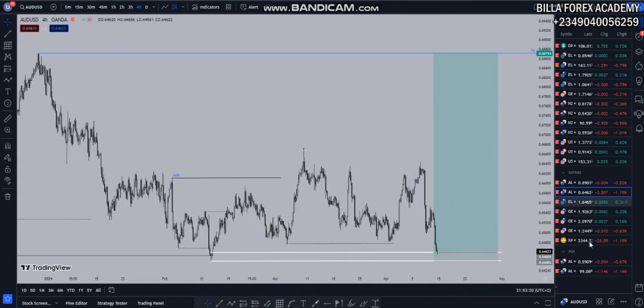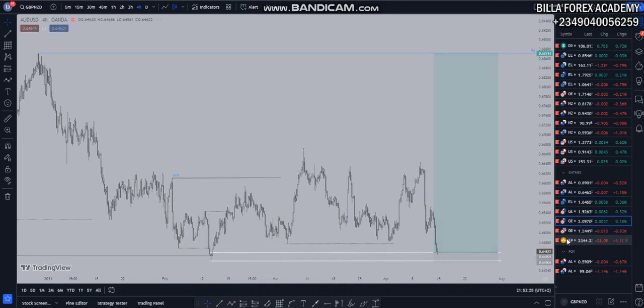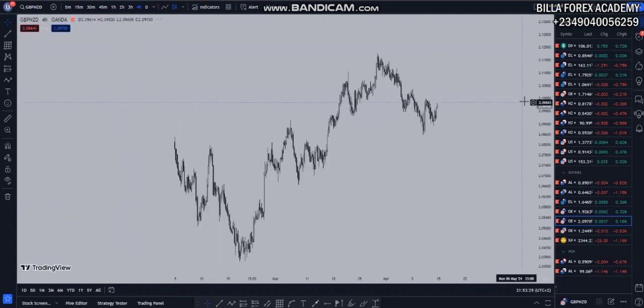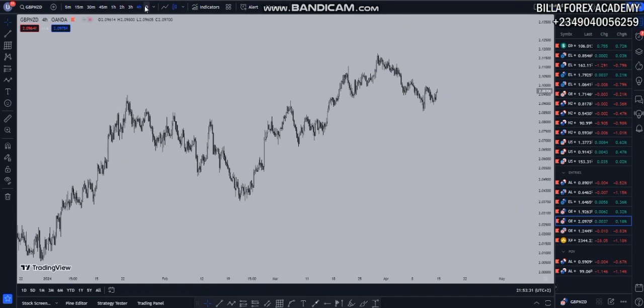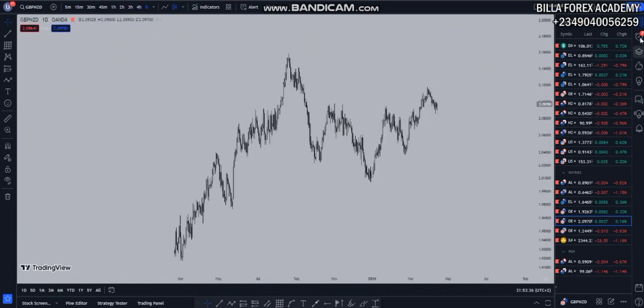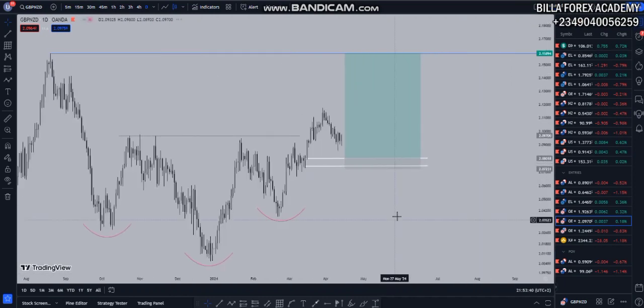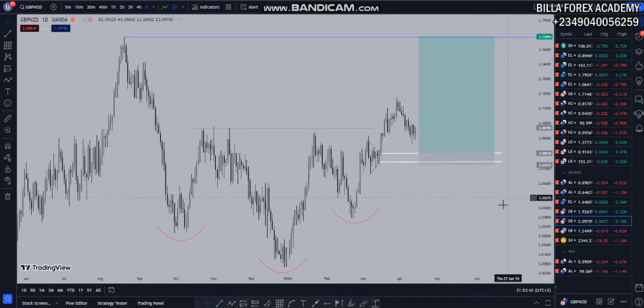Let's look at GBPNZD before gold. Gold is our last pair we're looking at today for this season. So yeah, GBPNZD is just a simple pattern, a head and shoulder pattern. That's what I saw over here. So yeah, you guys can see it. This is our head and shoulder pattern over here.